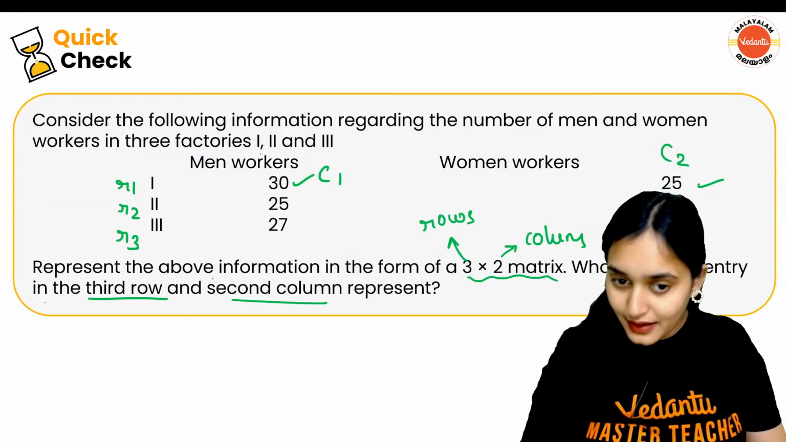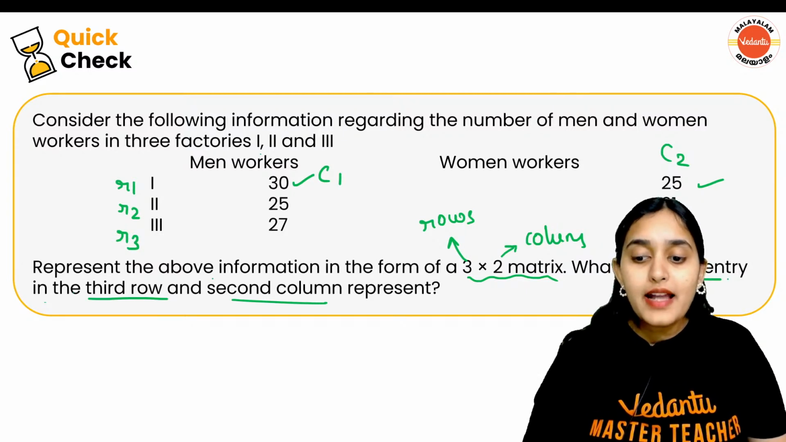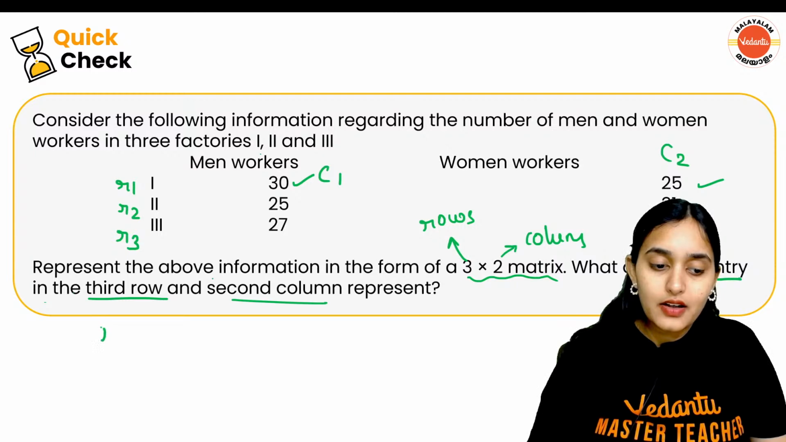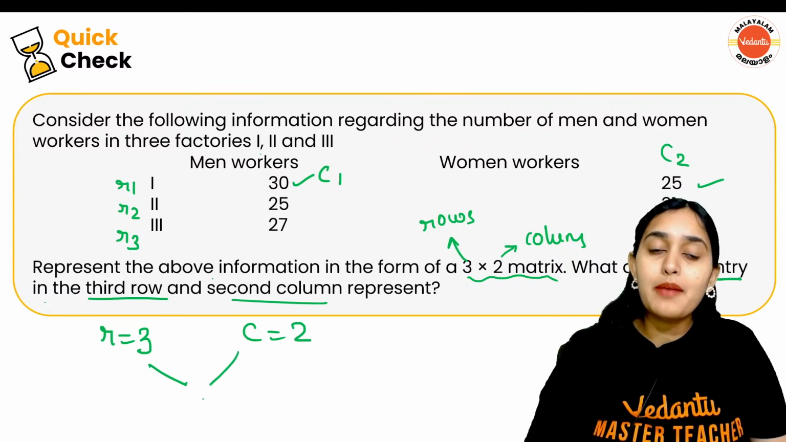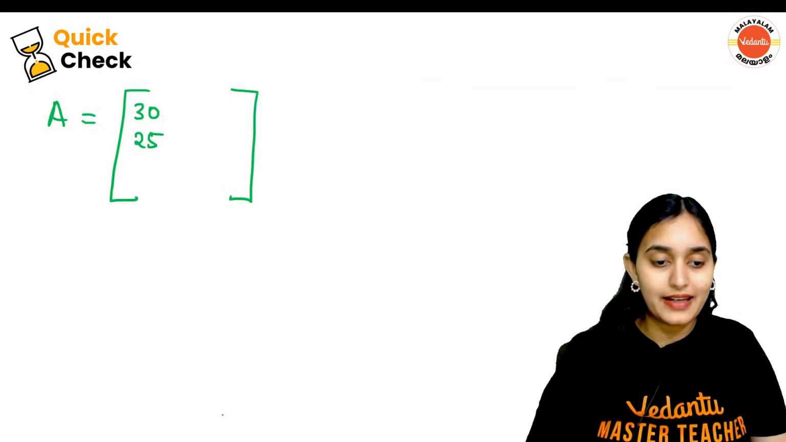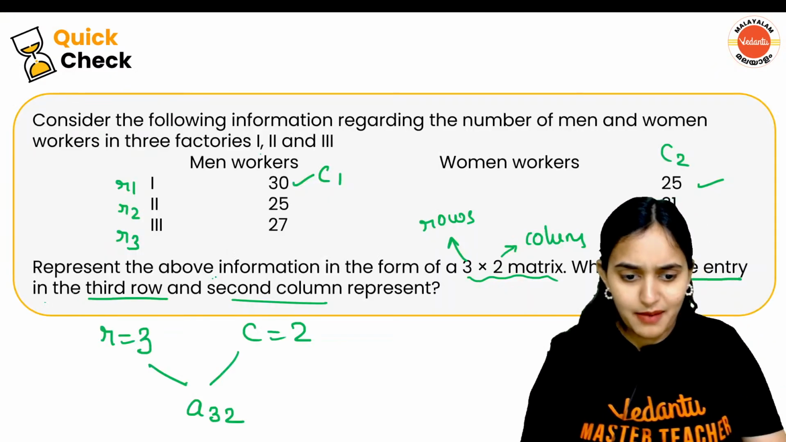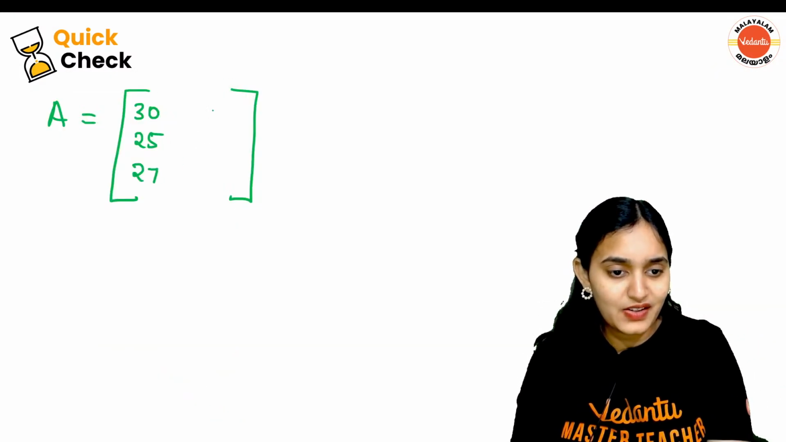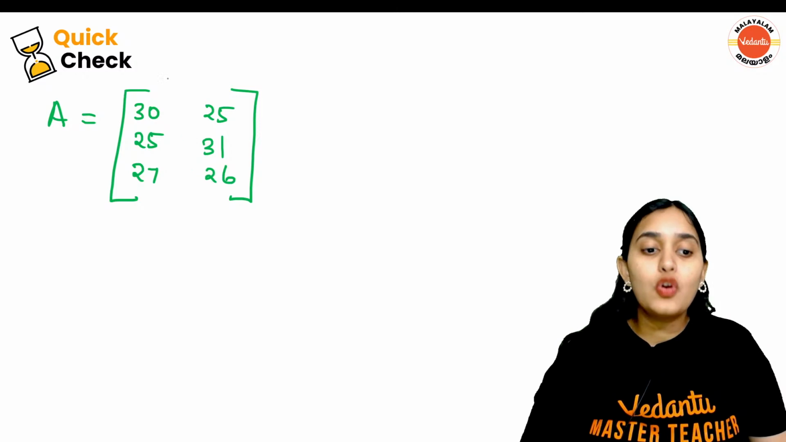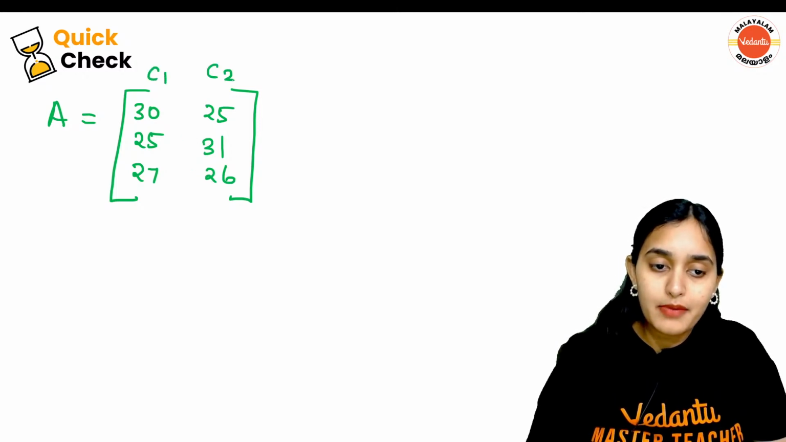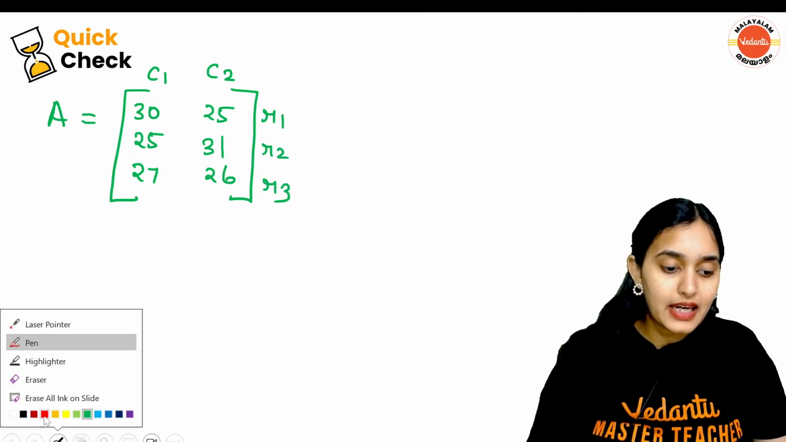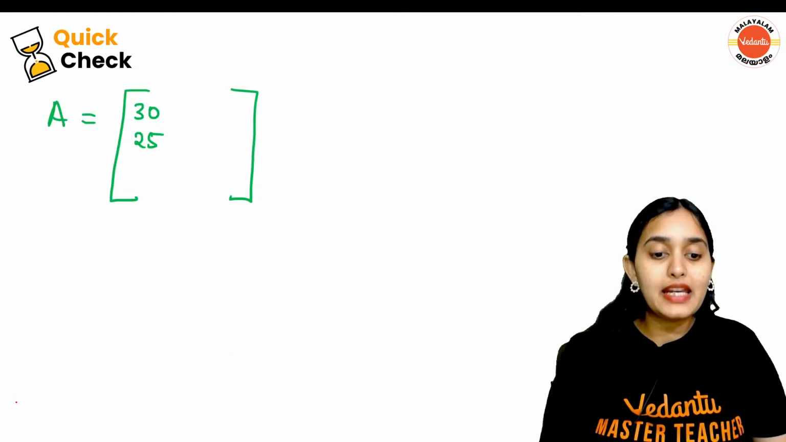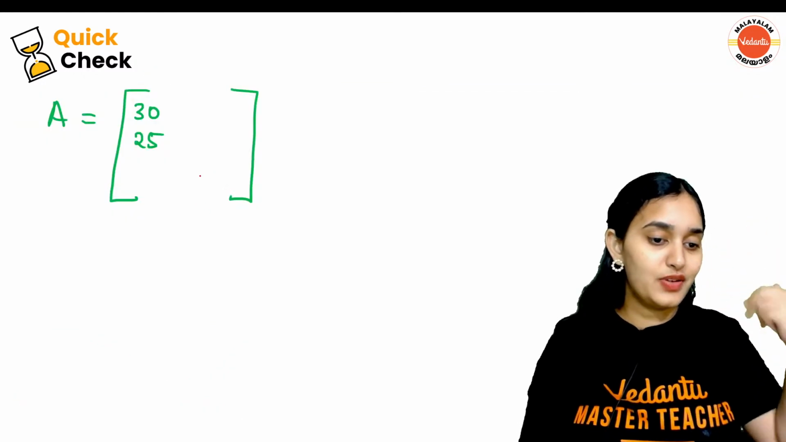Clear? After that, they are asking, what does the entry in row number 3, column number 2 represent? Row number 3, column number 2 means A32. Where is it? Where are my elements gone? Strange. Okay. So basically this is column number 1, column number 2. This is row number 1, row number 2, row number 3. Now they are asking about row 3, column 2. I don't understand what is happening.